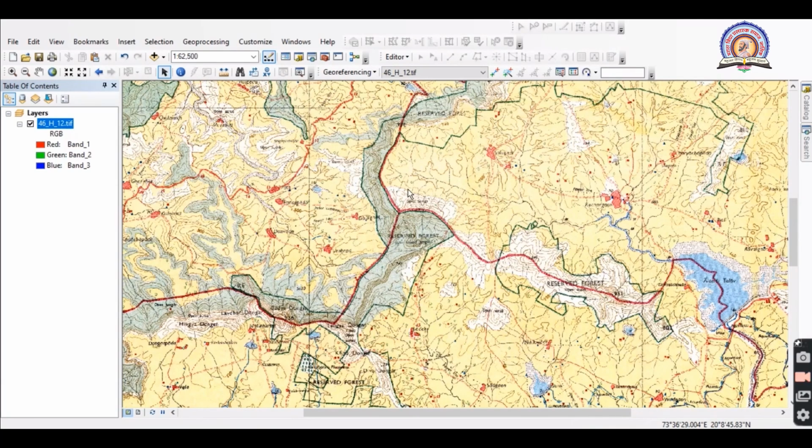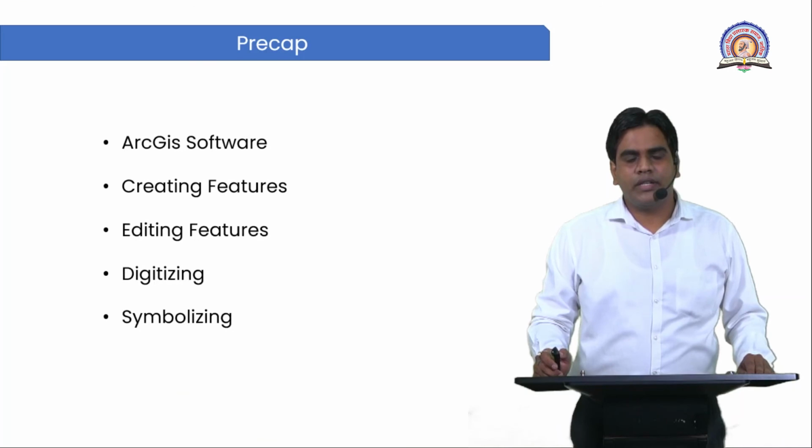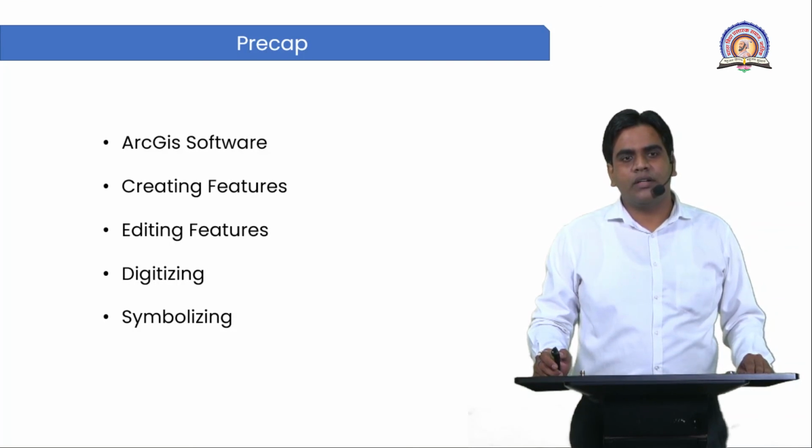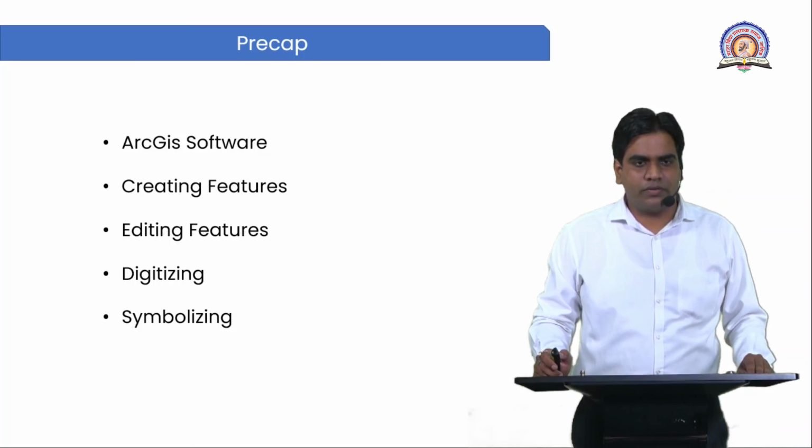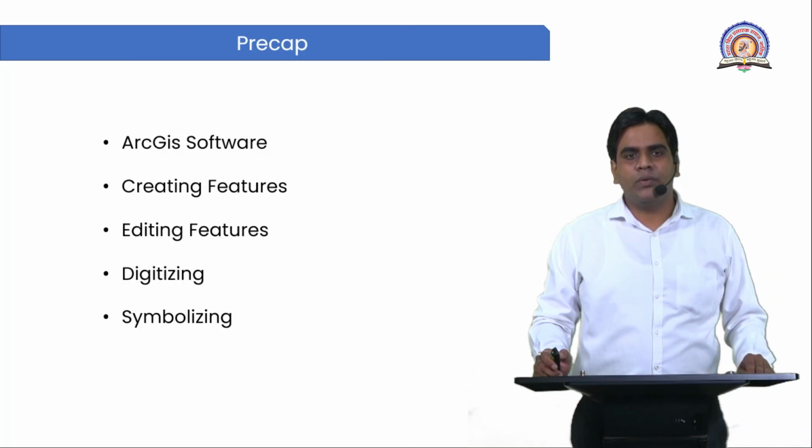Fine. So today we have learned how to georeference a scanned map in ArcGIS software. Students, in our next session, we will be having details on editing features as well as creating different types of features in ArcGIS software. As well as we are going to see the demonstration of digitization of point, line and polygon features in GIS. After digitizing the features, we are also going to symbolize those features in ArcGIS software.